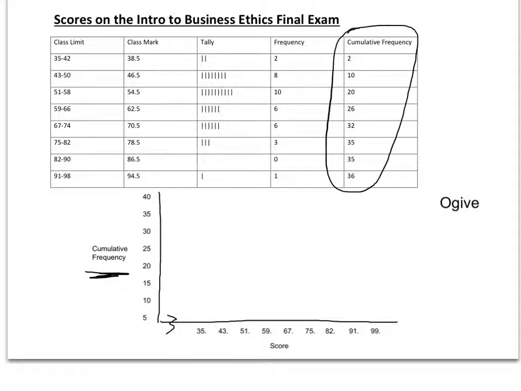I'm going to go to my cumulative frequency. Instead of putting that 2 right above the 35 or right above the 43, I'm actually going to try and put it right in the center. Do the same thing with the 10, the 20. I'm going to try and do the best I can and get it right in the center.